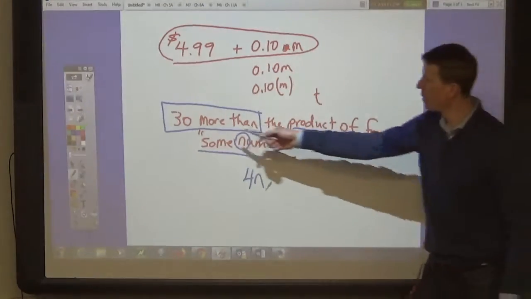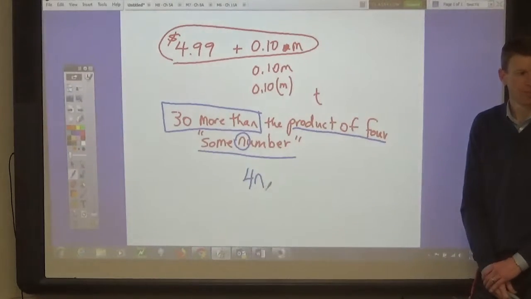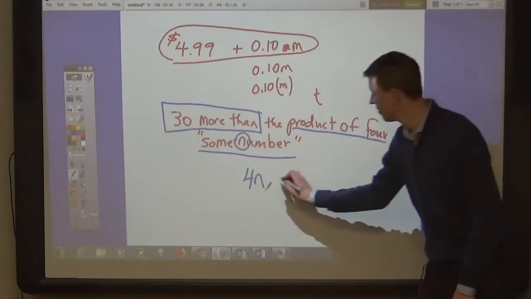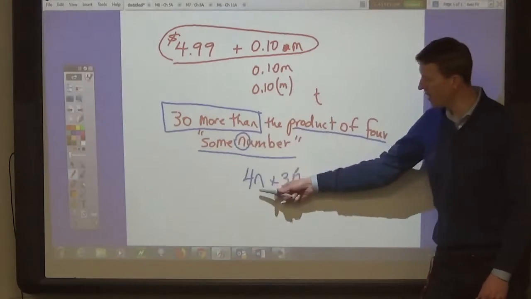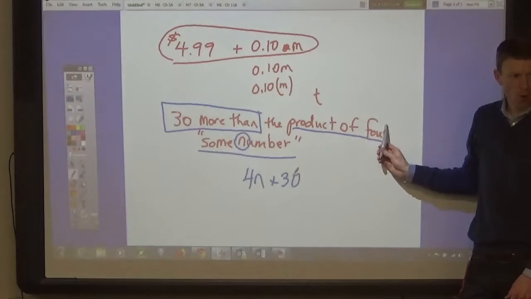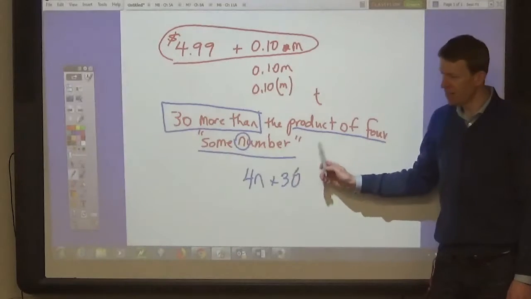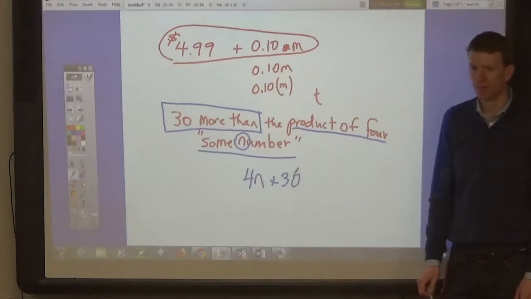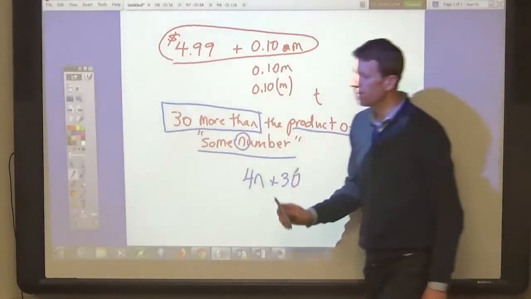Now, let's go back and write an expression for 30 more than. How do you write an expression for that? Plus 30. That's how you would write these words as this expression. The product of 4 and a number is 4n. 30 more than that is plus 30. So 4n plus 30. Questions on this one? Okay.